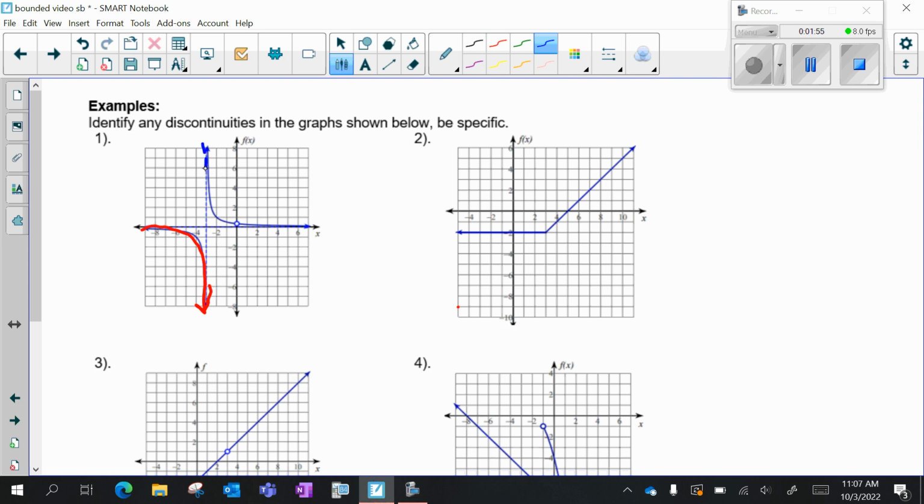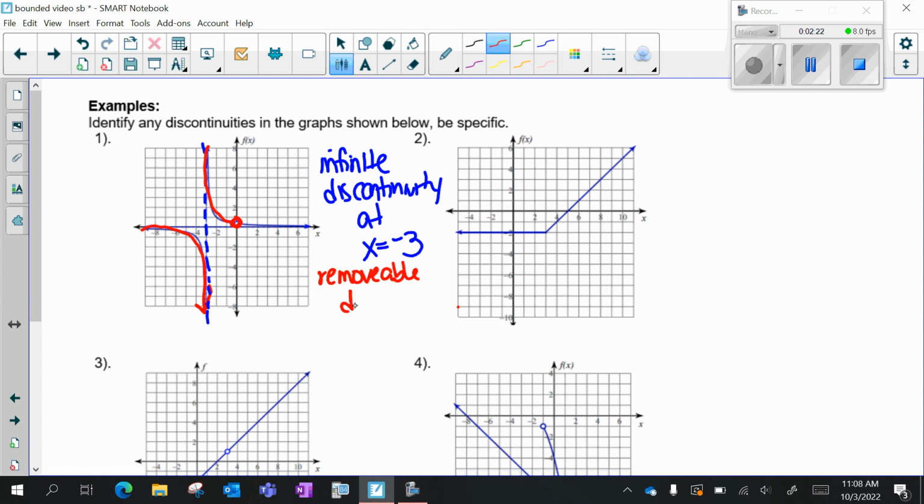If you notice, there's an asymptote drawn in here. So when we have asymptotes, that's considered an infinite discontinuity. And I want to be specific, so I'm going to say at x equals -3. Then I pick back up and I continue tracing. There's a hole here, so that's what we call a removable discontinuity. And that's at x equals 0. So there can be more than one on the same function.